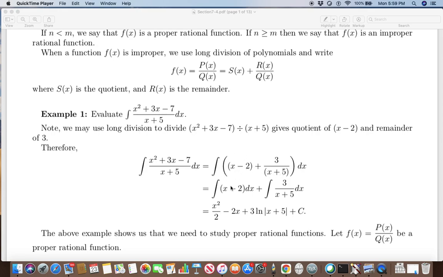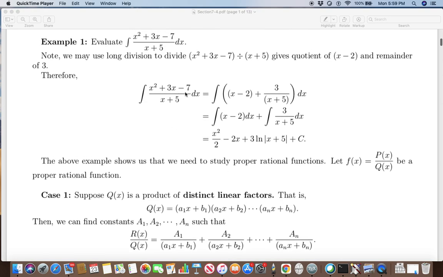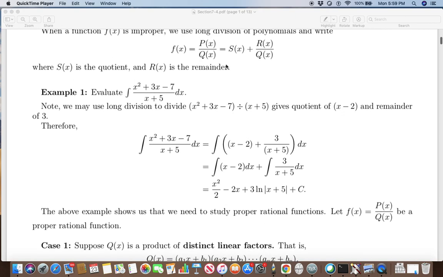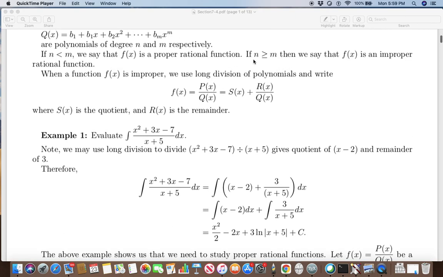The integral of the numerator separates out, that's a polynomial, so it's straightforward. Here the remainder is a constant and I am dividing by a linear function. Its integral is straightforward. It's natural log of absolute value x plus 5 plus a constant of integration. So this example shows us that when you have an improper rational function, that is, the numerator has higher degree than the denominator or even equal, you can actually divide and get a remainder of smaller degree.